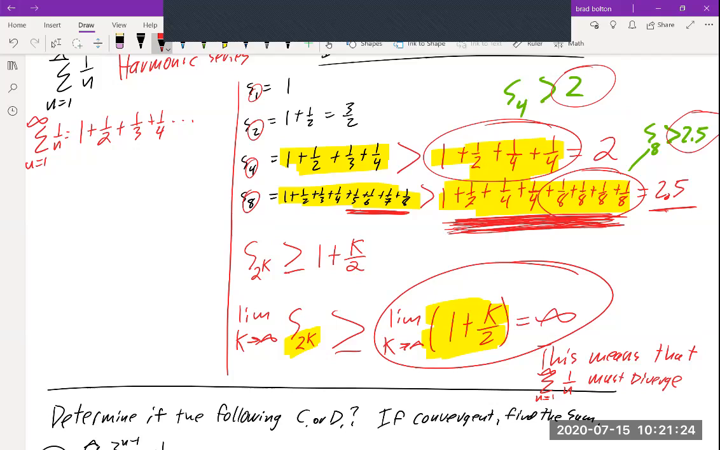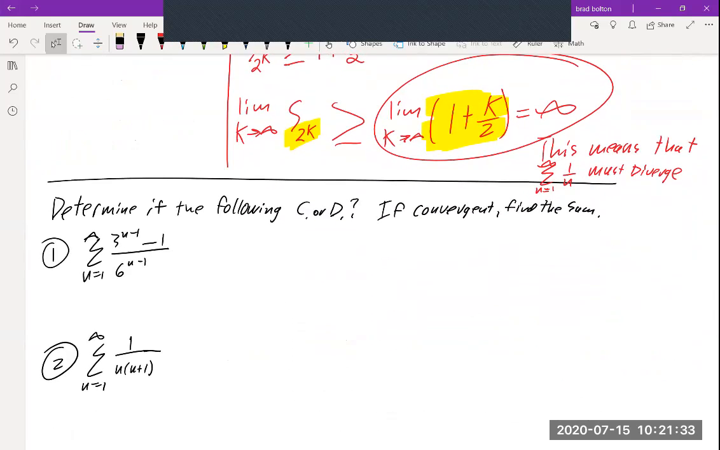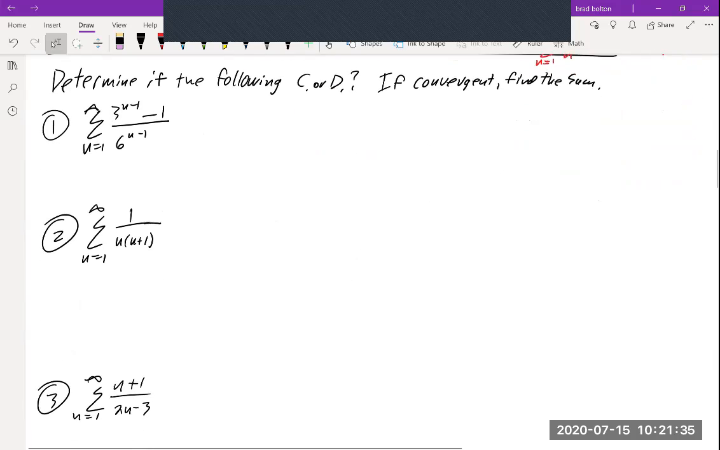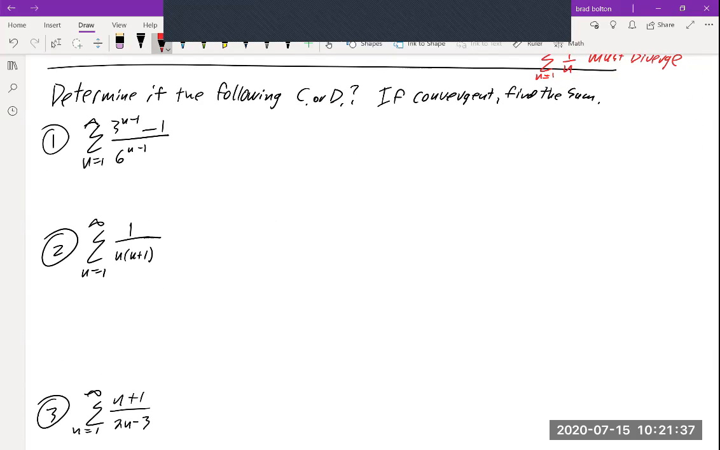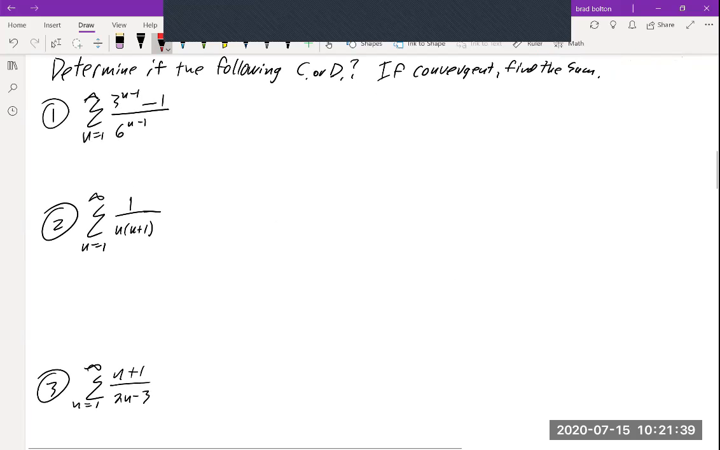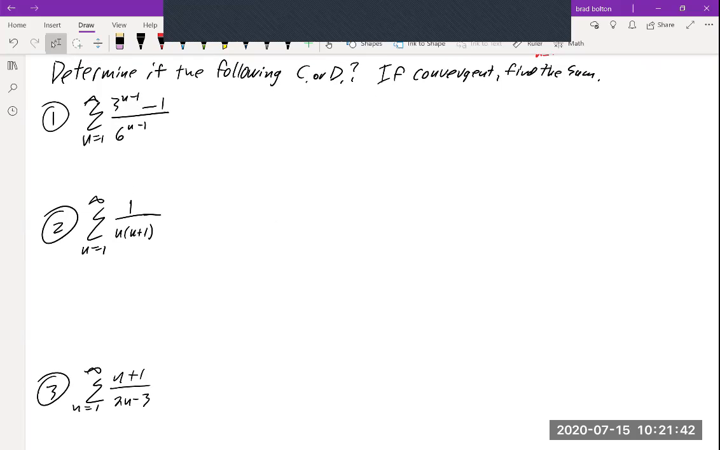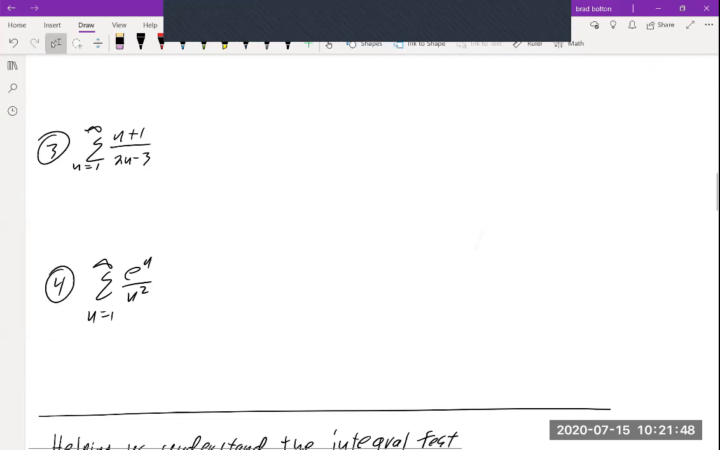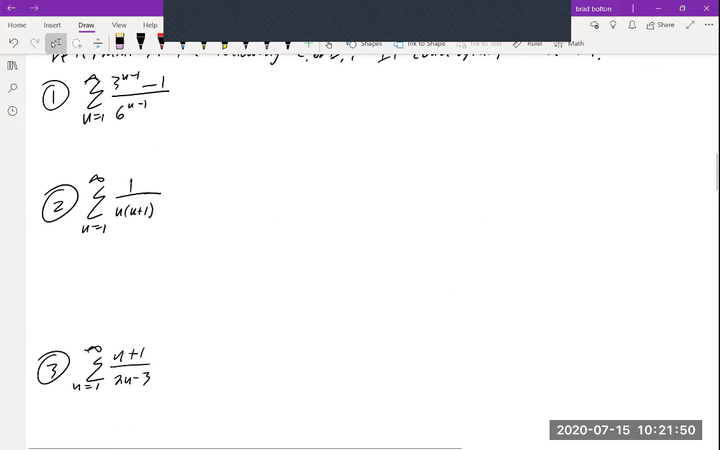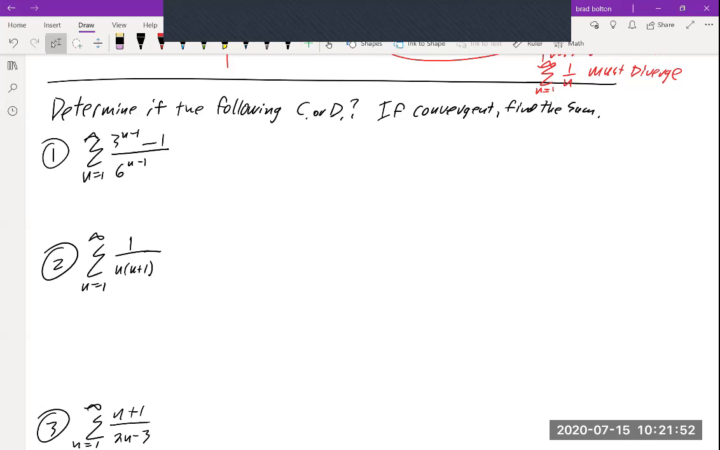Okay. But again, this isn't something you're going to have to reprove on the exam. This is just the idea behind the harmonic series. We're going to find a much faster way to prove that a harmonic series is divergent using the p-series. Okay. So what I'd like to do now is I'd like you guys to pause the video and determine if the following are convergent or divergent. If they're convergent, find the sum, okay? So we have these values here, all right? So pause the video and give these a shot.